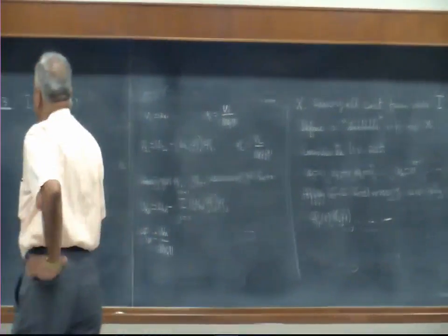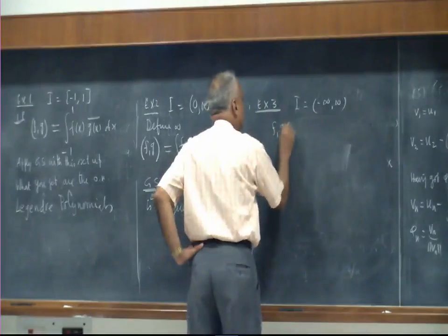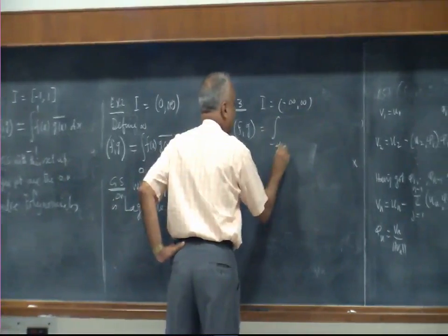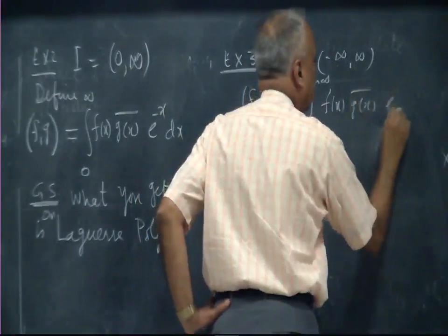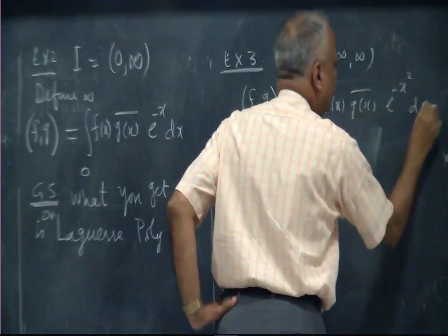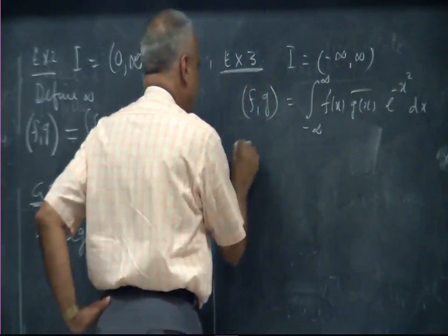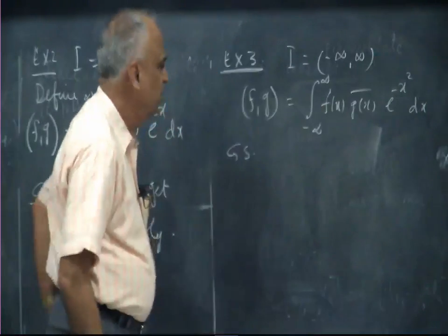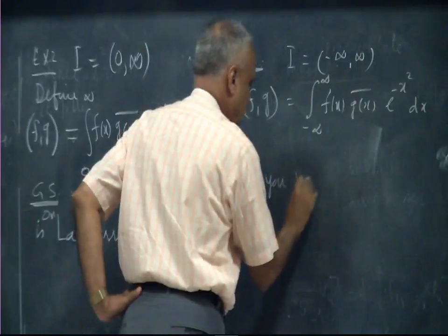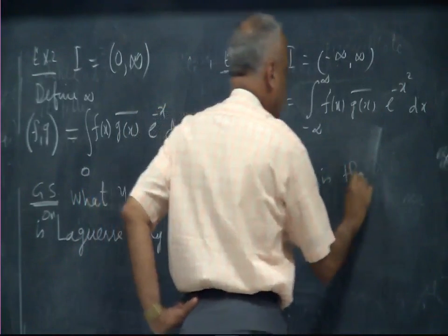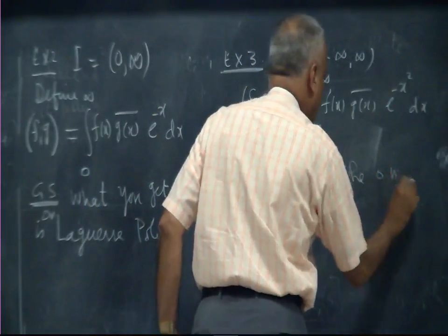So, define the inner product of f and g to be the integral from minus infinity to infinity of f(x) g(x) bar e to the minus x squared dx, and then apply Gram-Schmidt. What you get is the orthonormal Hermite polynomials.